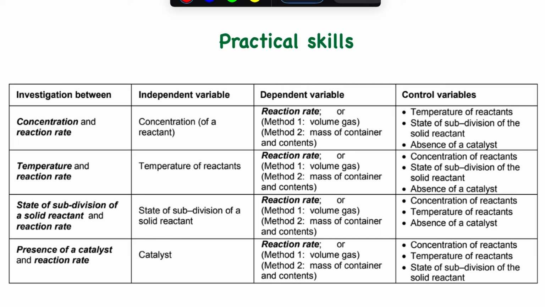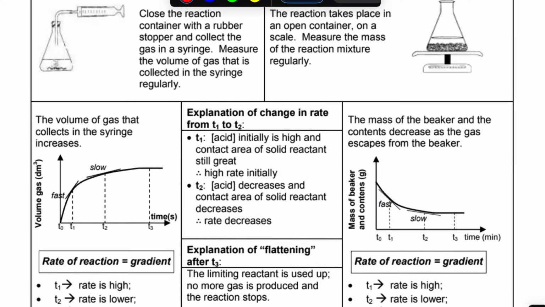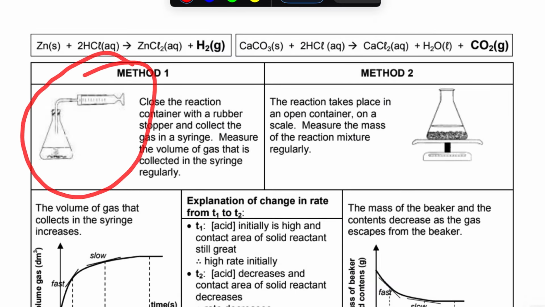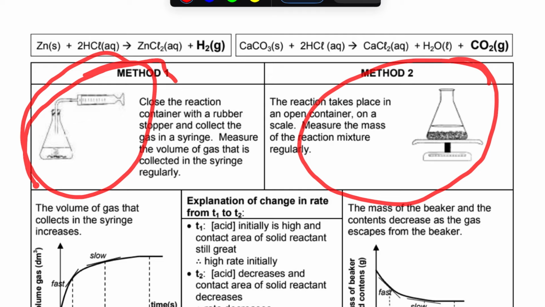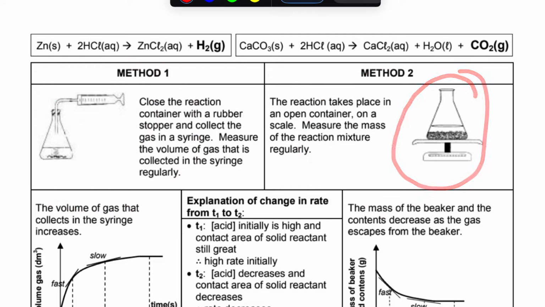Now guys, the practical skill for this is finding the dependent and independent variable. Let's say you're investigating between concentration and the rate of reaction. You want to check how the concentration affects the rate of reaction. The independent variable is what you are changing. You'll be changing the concentration, and the dependent variable will be the rate of reaction. When I refer to method 1, I refer to this. When I refer to method 2, it is this. Method 1 is the one for gas, and method 2 is the one where you measure according to mass.